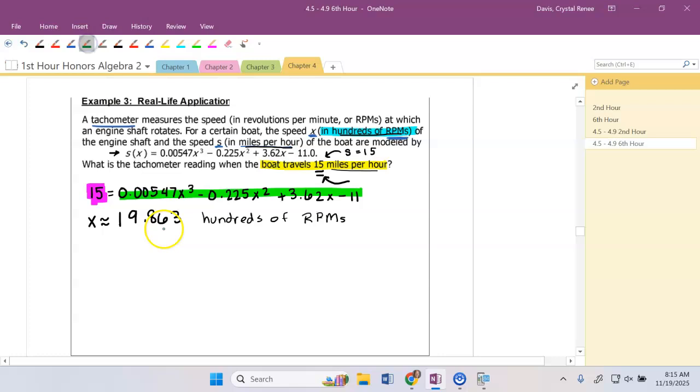So to multiply by 100, guys, just like we do in a percent, we just move this decimal. So I could say at about 1986, because I multiplied by hundreds, now I got rid of that hundreds, RPMs. And that will be my final answer.